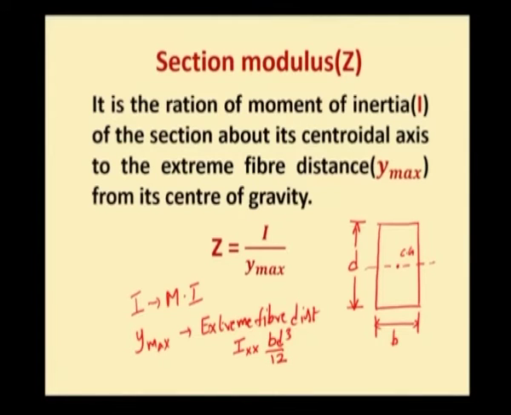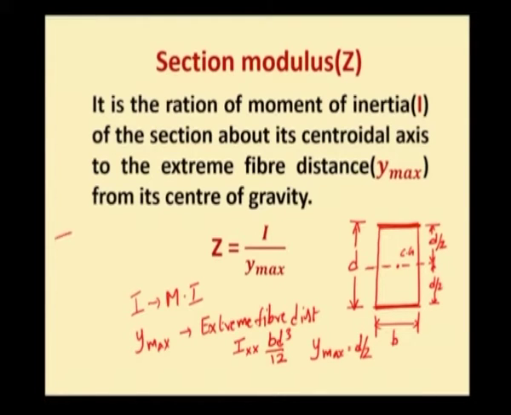Now, with respect to the centroidal xx axis, extreme fibers are the topmost fiber. So, this is the topmost fiber and the bottommost fiber. Distance of the extreme fibers from the centroidal axis, xx axis, will be d by 2, and also this distance, distance of bottommost fiber will also be d by 2. So, for a rectangular section, extreme fiber distance y max will be equal to d by 2.